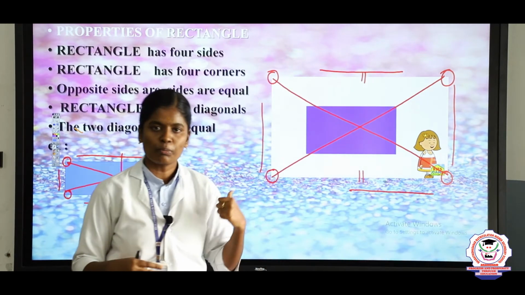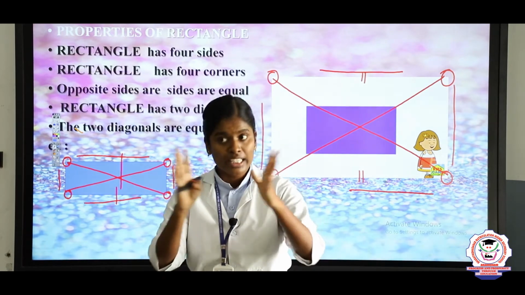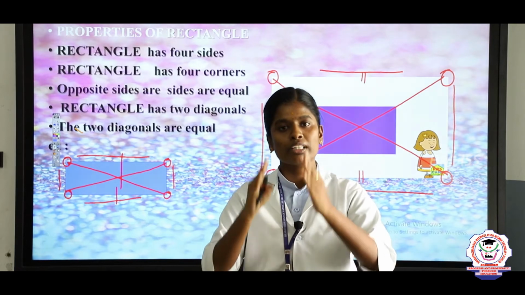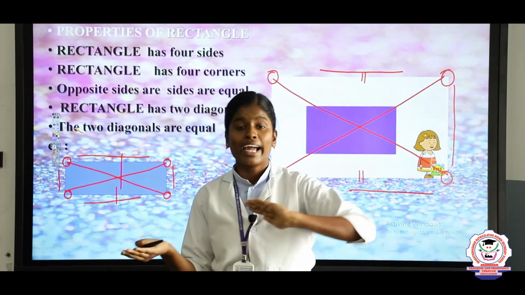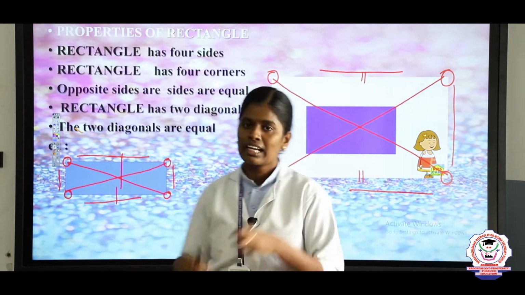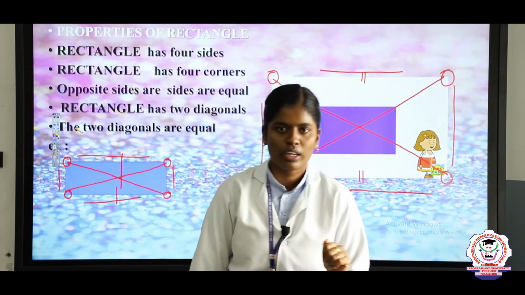So our second topic is properties of rectangle. In your home you have many rectangle shapes. Just tell your mother this is a rectangle. Then tell your mother the properties of rectangle. It has 4 sides and 4 corners and opposite sides are equal. And finally a rectangle has 2 diagonals. The 2 diagonals are equal. Okay my children.